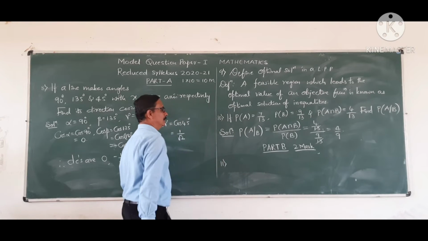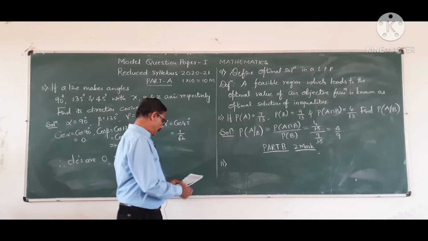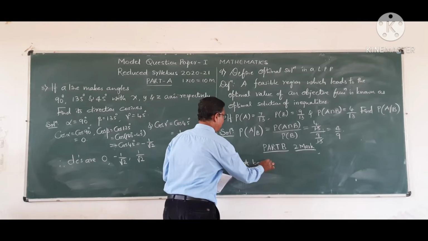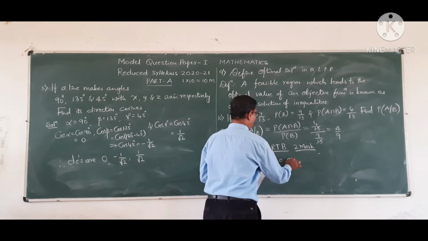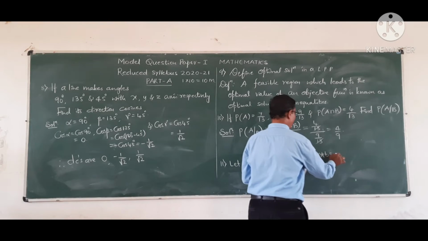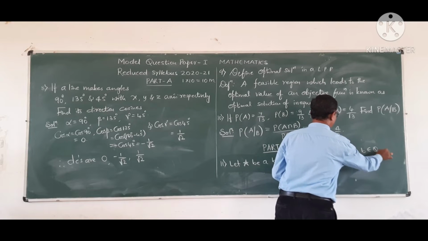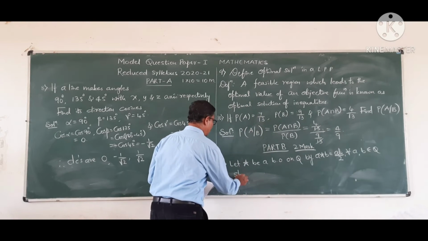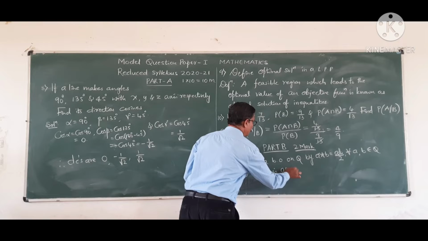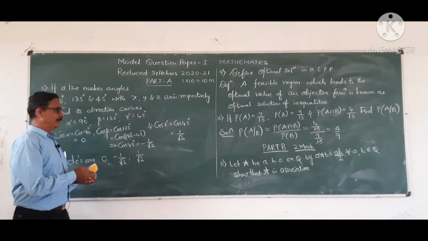So 11th question. Now here in part B, out of 14 questions, attempt any 10 questions. Now here part B, 11th question. Let star be a binary operation on Q given by A star B is equal to AB upon 2 for all A, B belongs to Q. Now the question, show that star is associative.